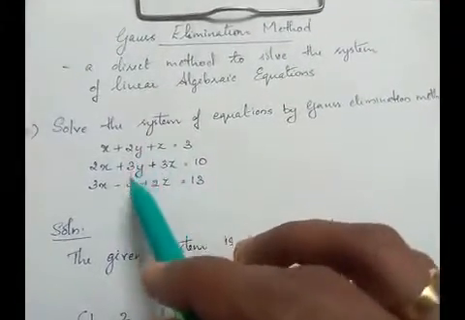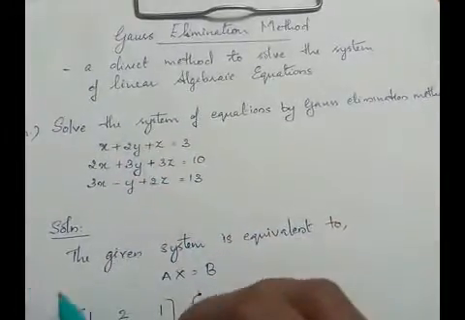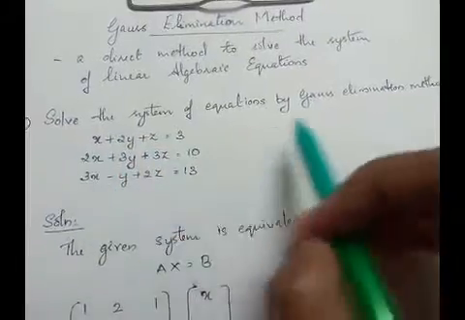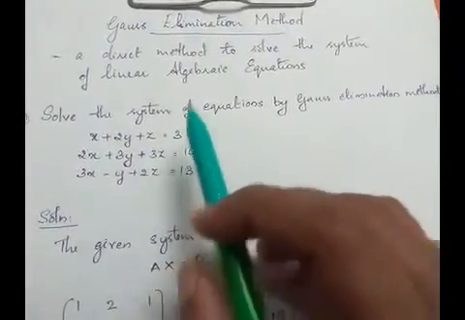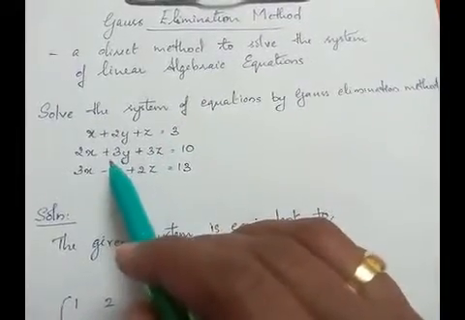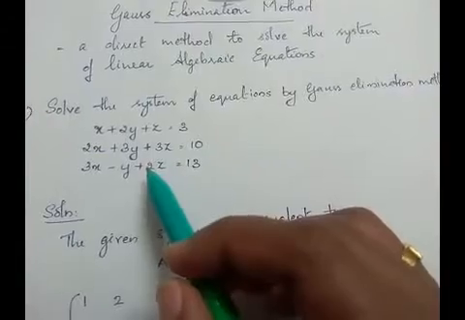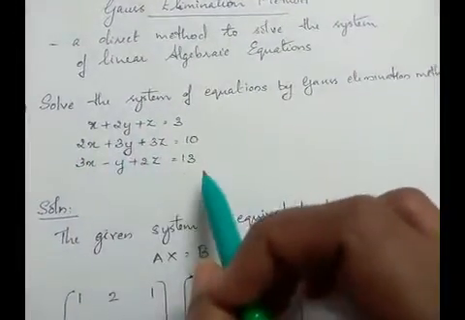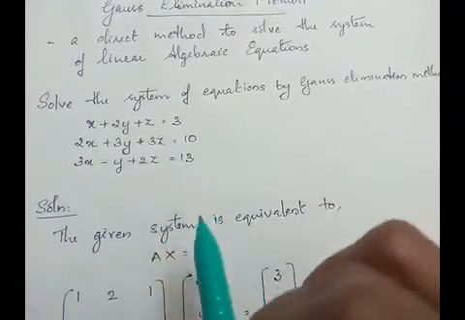Here we have three linear equations. It forms a system of linear algebraic equations. Now we are going to solve this system using Gauss elimination method, which is a direct method for solving the system of linear equations. Okay, now the first step in Gauss elimination method is to convert this system of linear equations into an equivalent matrix form.